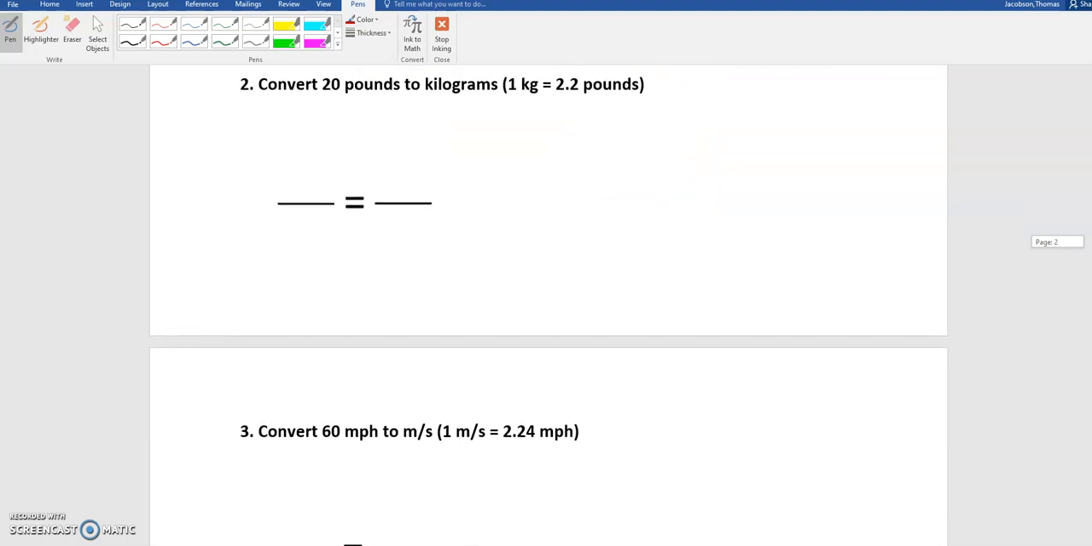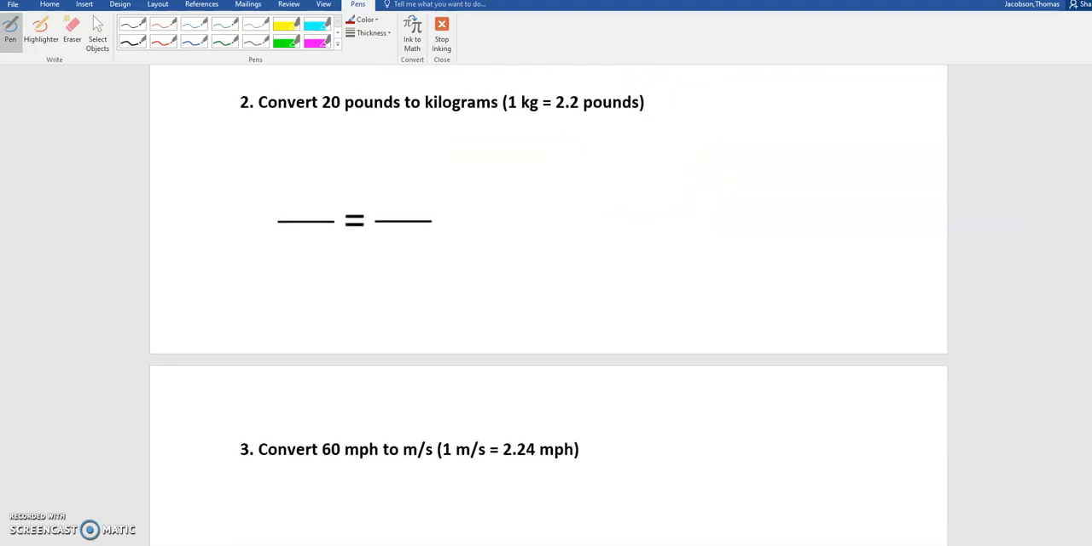Moving along. Next one. 20 pounds to kilograms. All right, so like I said before, I'm going to go ahead and put 20. I'll put LBS for pounds. That's a common abbreviation. I don't know how many kilograms that is, but I do know from my conversion factor over here that I'm going to put 2.2 pounds up on top, and I have to put kilograms, 1 kilogram, on the bottom.